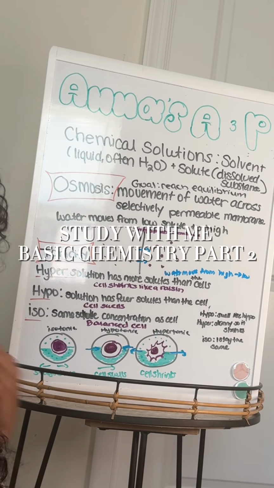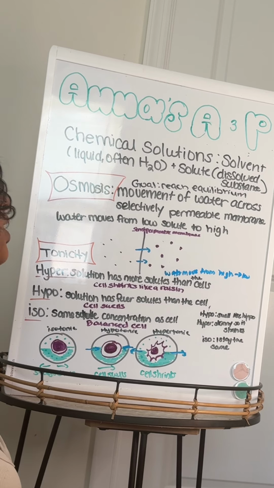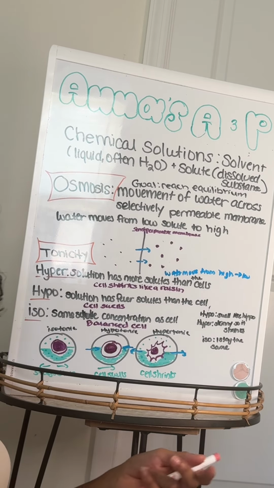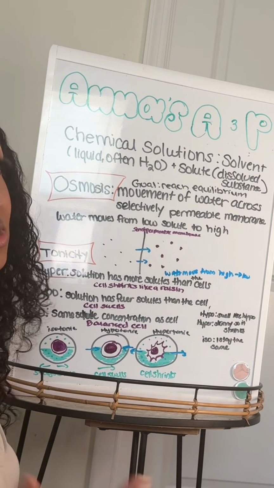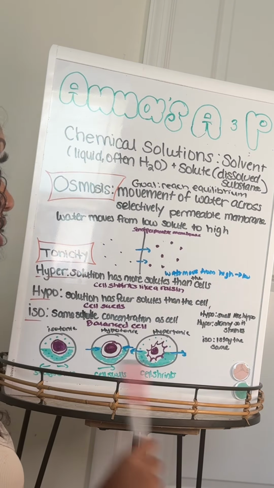So today we are talking about chemical solutions. A chemical solution is basically when a chemical has a solvent, which is a liquid. Often in the body, the main solvent is water, and a solute, which is a dissolved substance. So we're going to start off with osmosis.